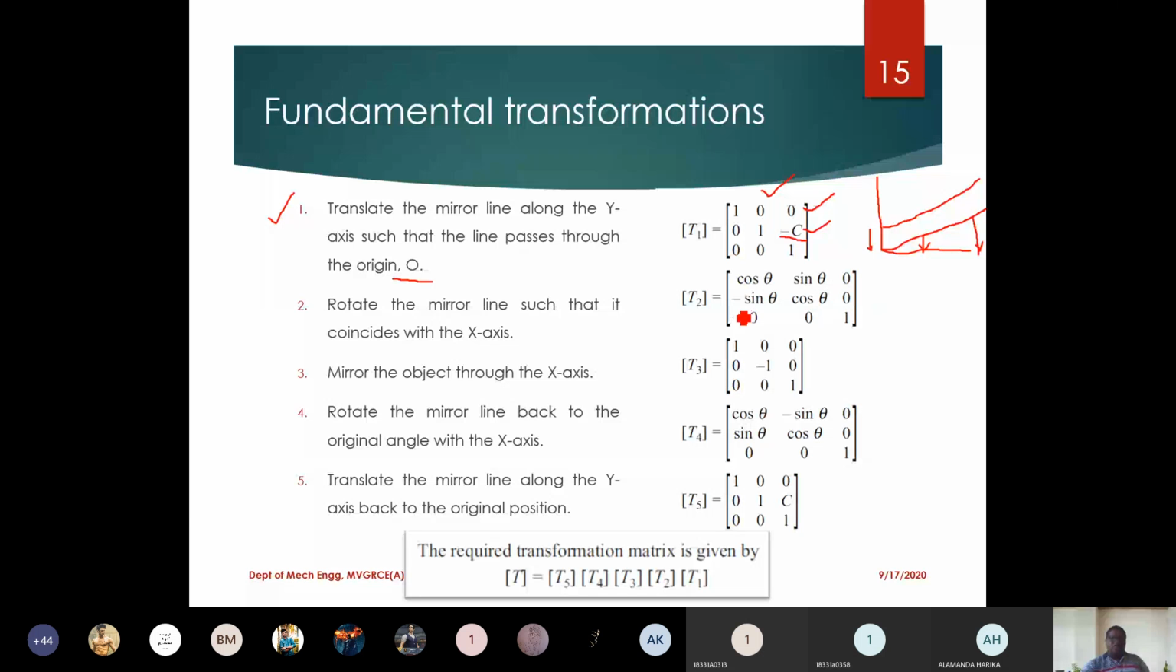Similarly, mirror image about the x-axis. The next operation I need to perform is the mirror image about the x-axis. Whenever you do the mirror image about the x-axis, the y coordinate will become minus. So this is where you have to apply the minus, whereas here it will be positive. The fourth one is rotation back, and the transformation matrix is like this, and then translating back to the original mirror line. So this is T1, T2, T3, T4, T5. The final transformation matrix is T equal to T1 multiplied by T2, T3, T4, T5.